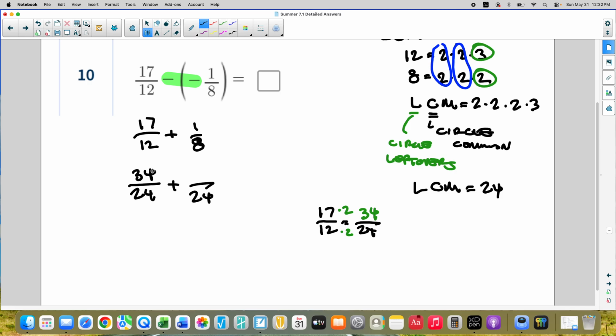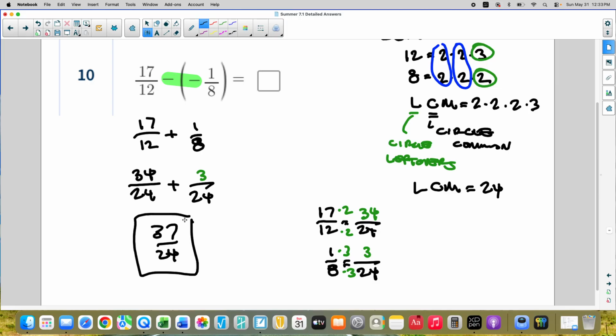34, and then 1/8 equals how many 24ths? And that's going to be times 3, and 34 plus 3 makes 37/24. That is that combined, 37/24. Good.